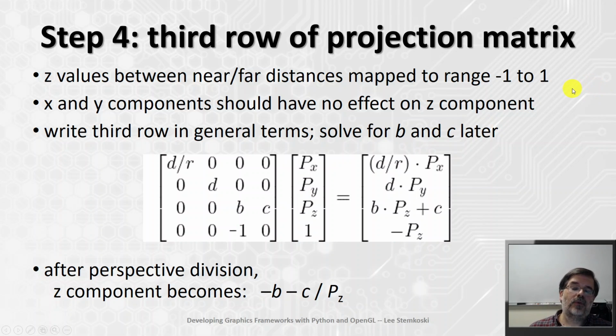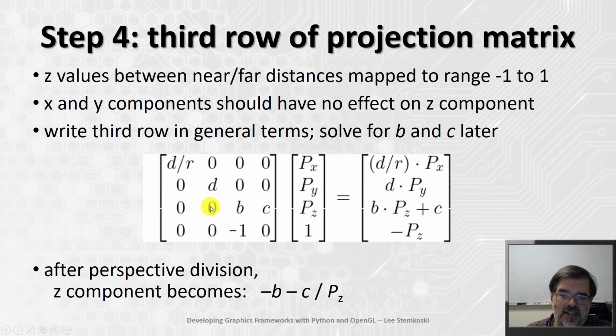Now, what do we know? We know that the z values between the near and far distances should be mapped to the range from -1 to 1. We also know that the x and y components really have no effect on how far away the z component is from the camera. Right, so when we're writing out this third row, we'll write it in the most general terms possible for now.